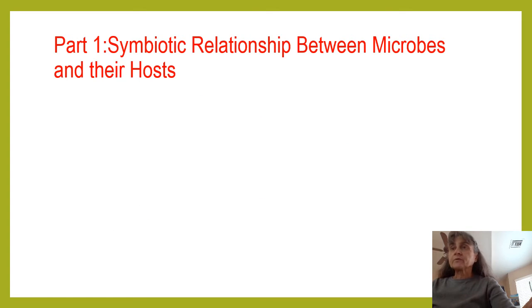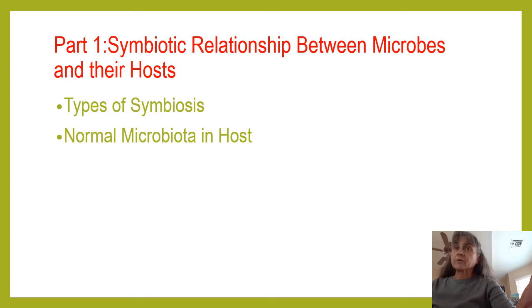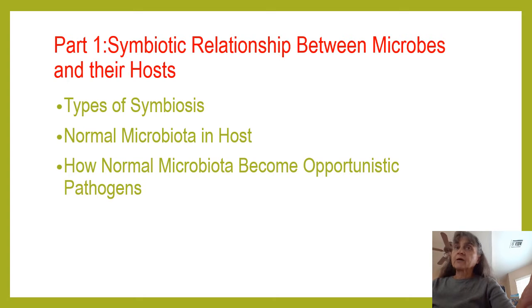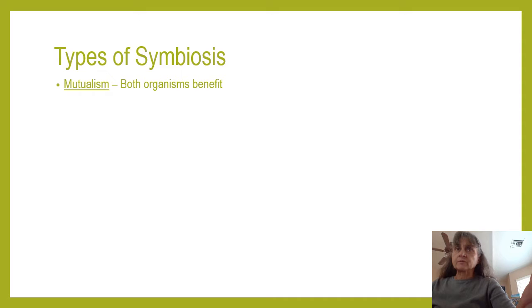So let's talk about the first, or part 1, in this PowerPoint. Part 1 is the symbiotic relationships between microbes and their hosts, and we're going to talk about the type of symbiosis that exists, normal microbiota in hosts, and then how normal microbiota become opportunistic pathogens. So types of symbiosis, and this is probably a review for most of us.